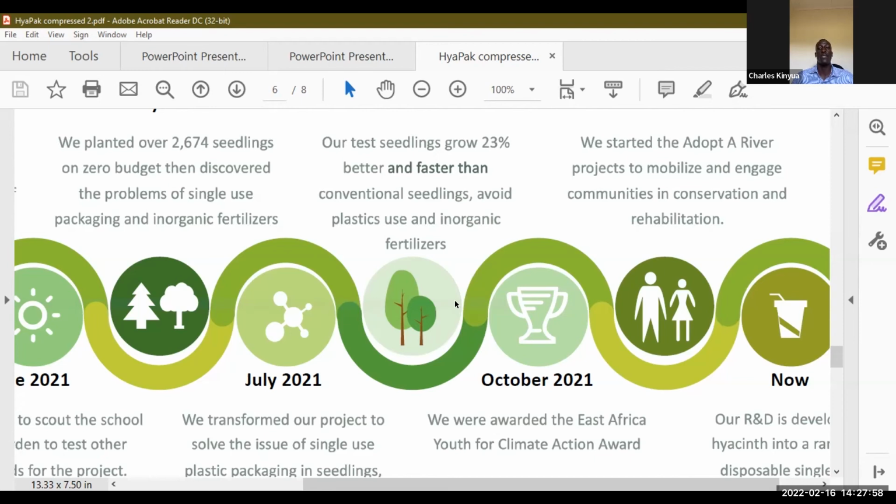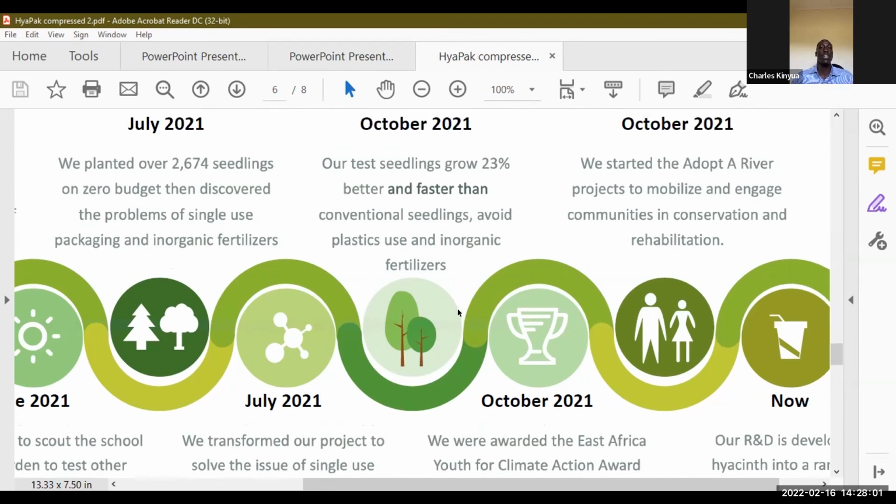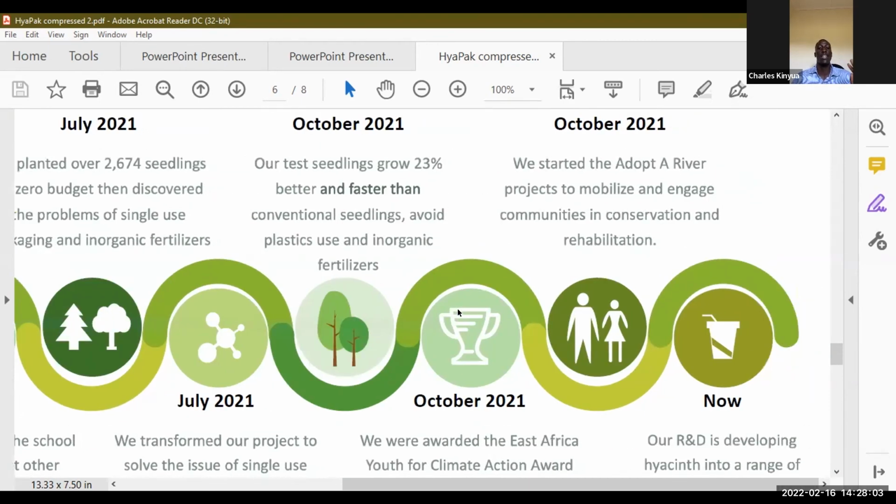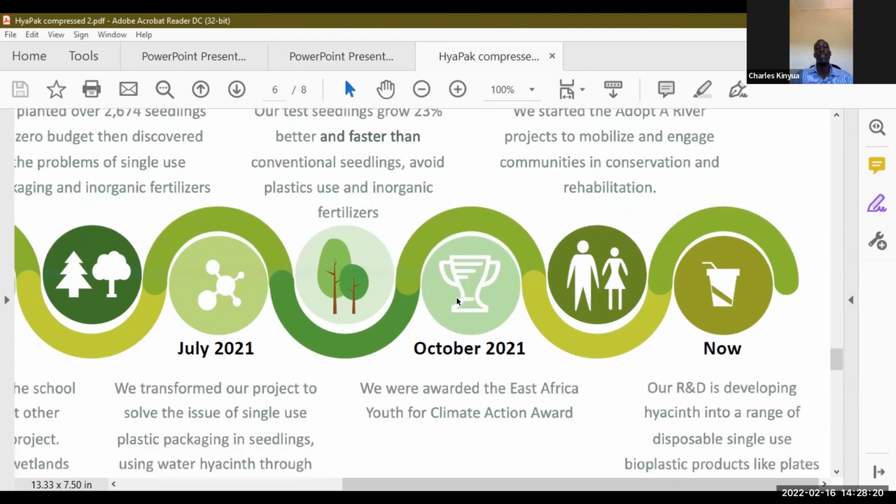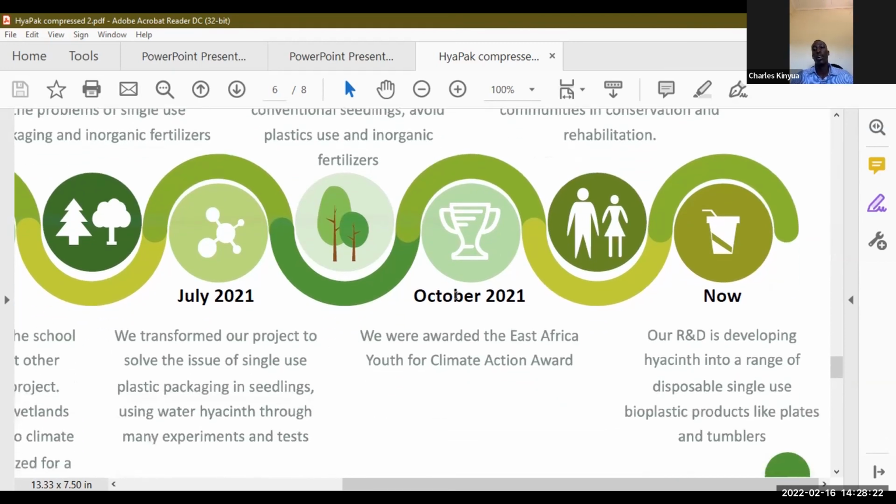And then after October, we decided that our innovation cannot solve this problem alone. That's where we started our initiative, the Adopt a River project. So far, we have done some around Nairobi and in Kibera slums. And currently, our R&D, that is research and development, is developing hyacinth into a range of disposable single-use plastic products like plates and tumblers. And that is a success so far.